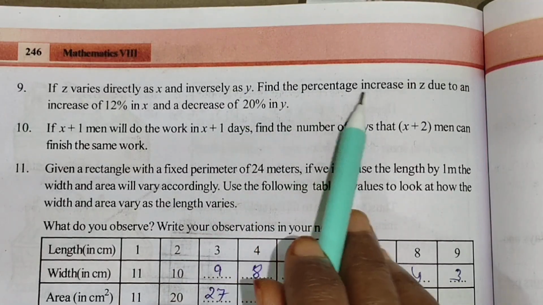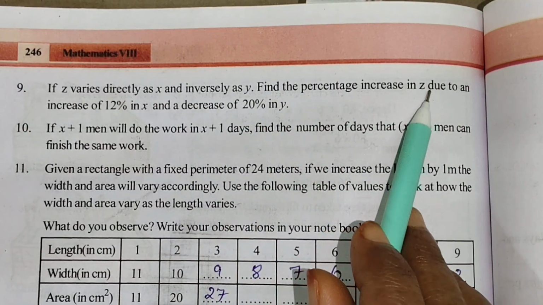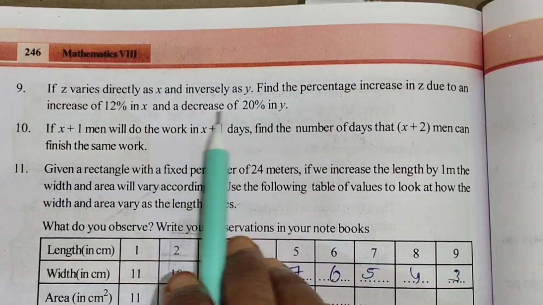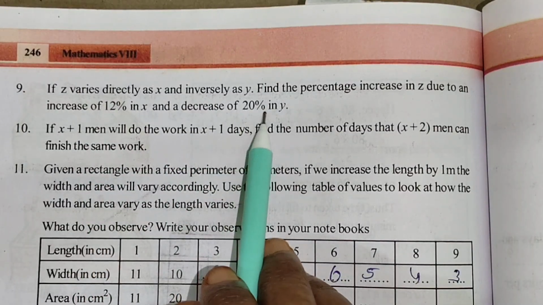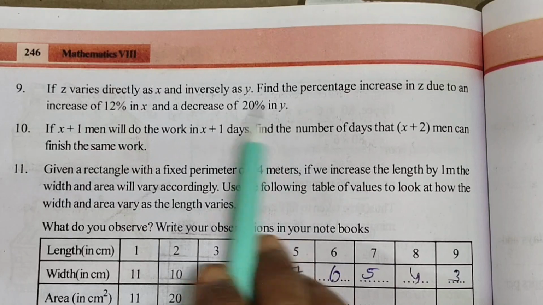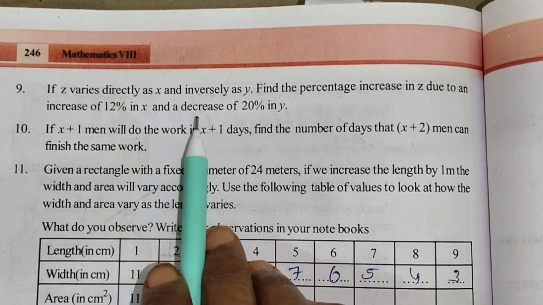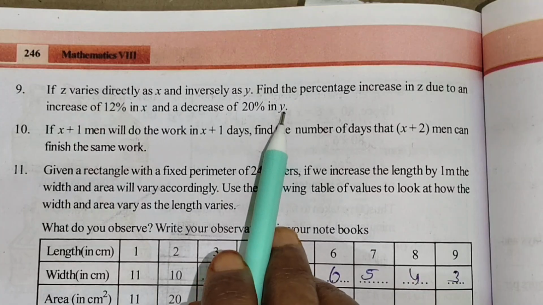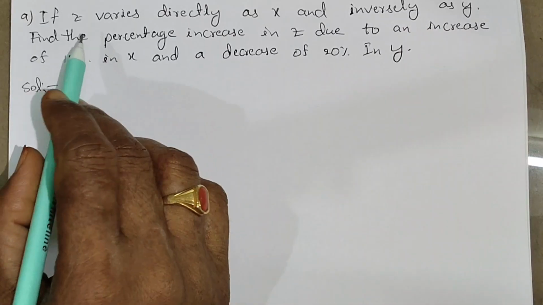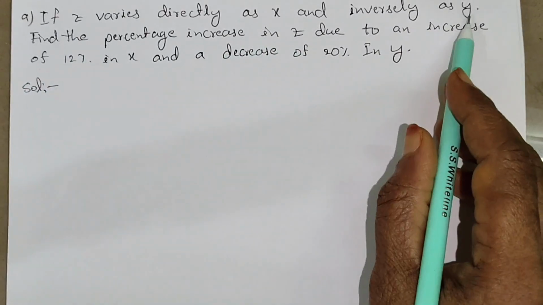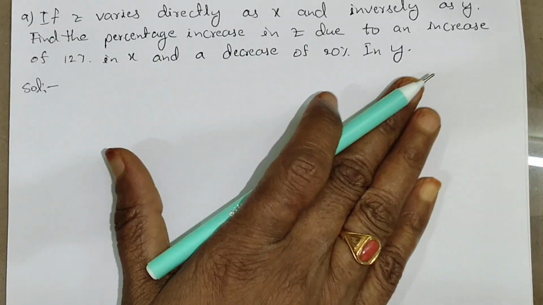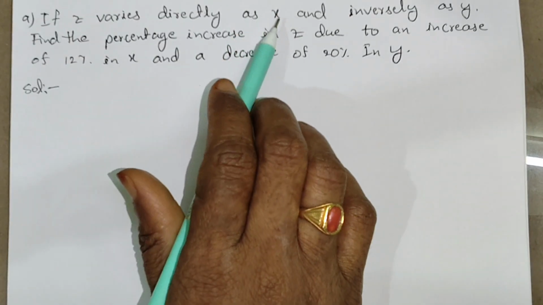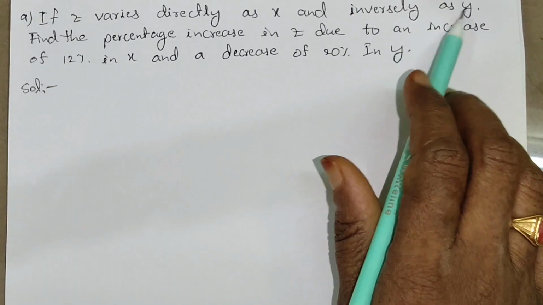So find the percentage increase in Z due to an increase of 12% in X and a decrease of 20% in Y. Here we have three variables, Z, X, Y. Z varies directly as X and inversely as Y.